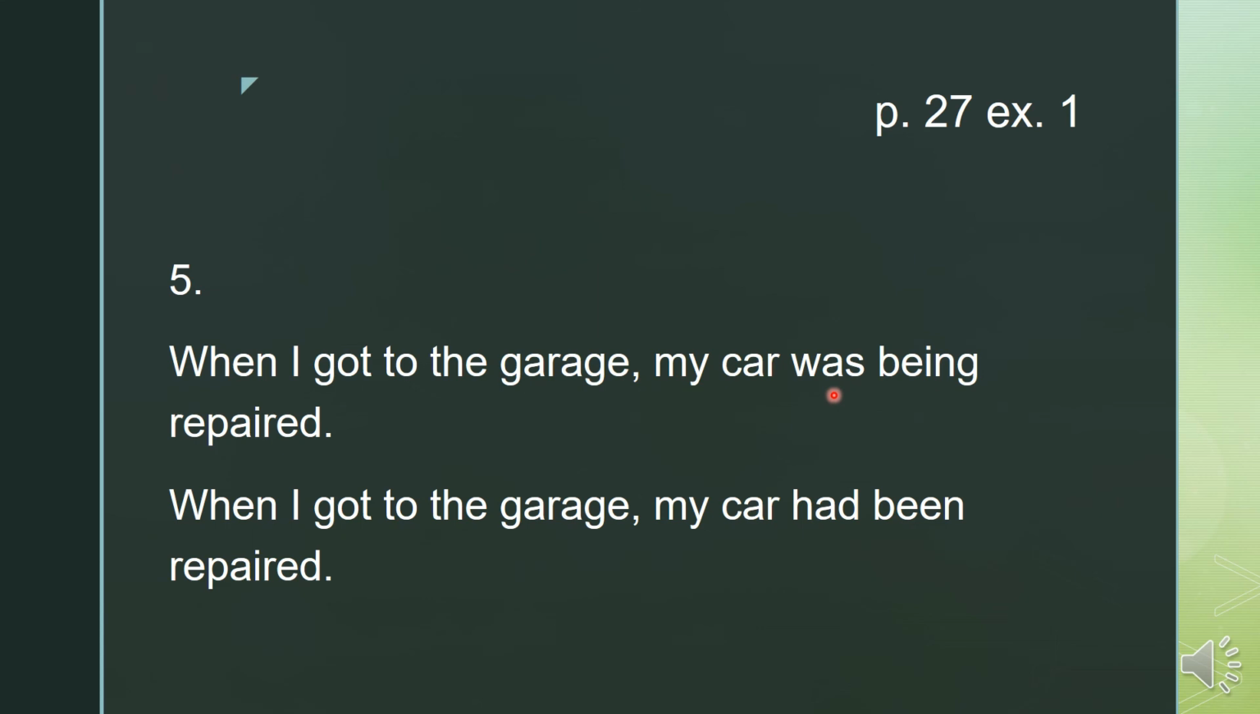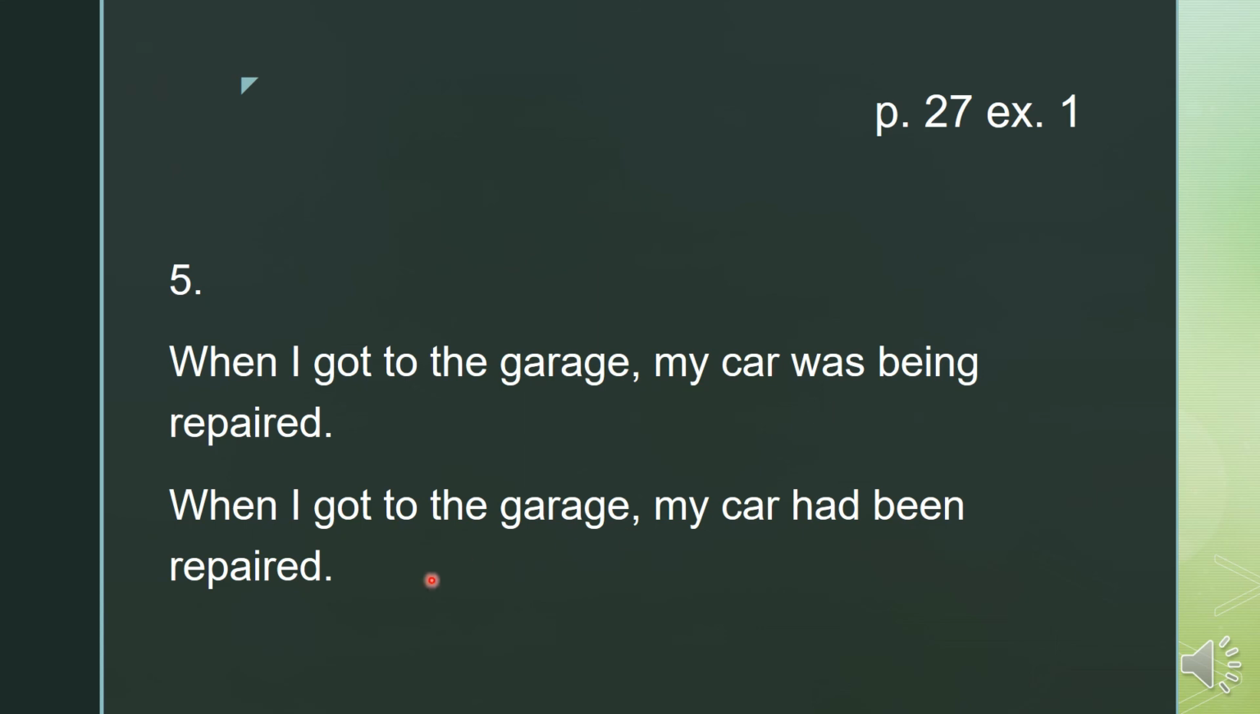This is past continuous, passive. Was being repaired. Past continuous, passive. We have the verb to be, was, and then the verb to be in ing, being. So that's past continuous. And then the past participle repaired. Put those together. Was being repaired. Someone was repairing it at that moment, but they weren't finished yet, so I had to wait.